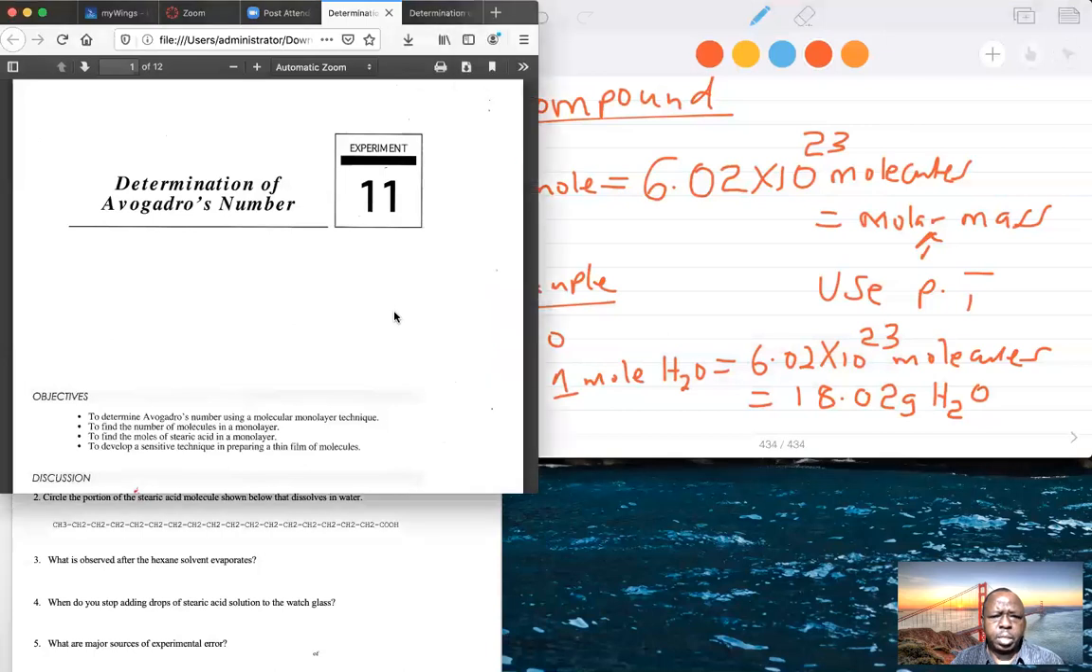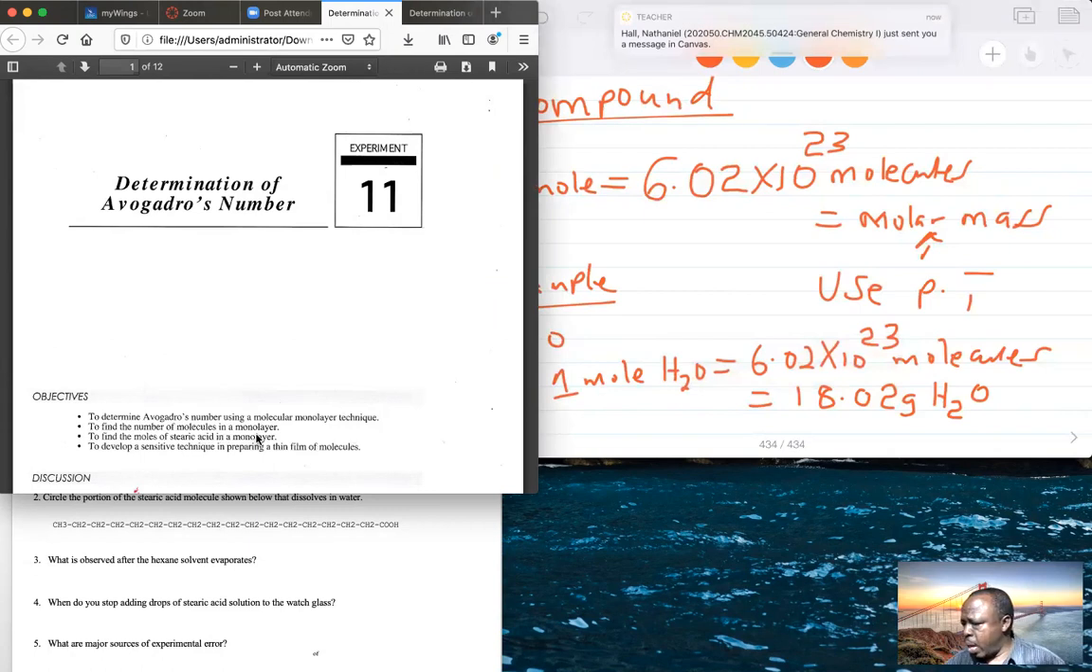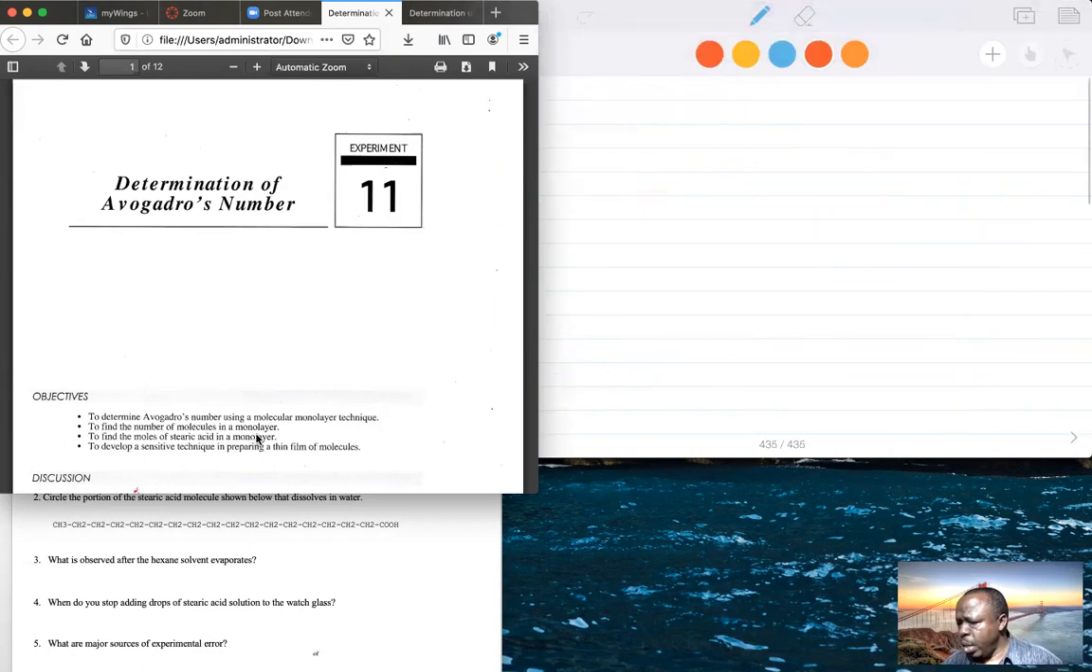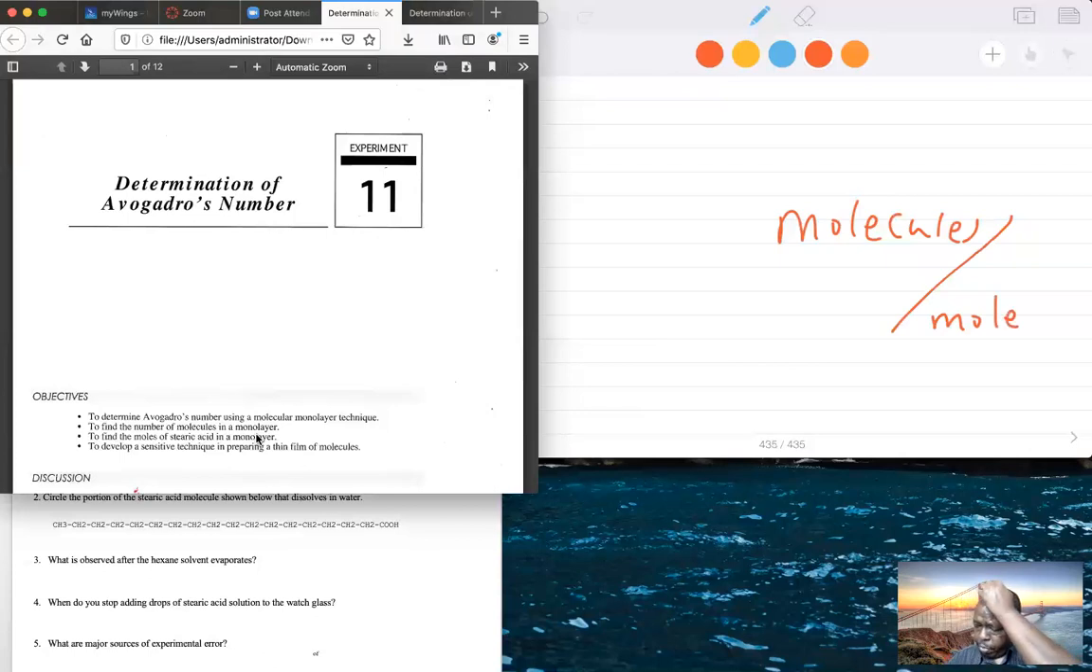So the objective, let me just zoom on my slide here, is to determine the Avogadro number. Find the number of molecules. The unit will be molecules per mole. If this is the unit of our Avogadro number, that means we need to find the number of molecules and we need to find the number of moles.